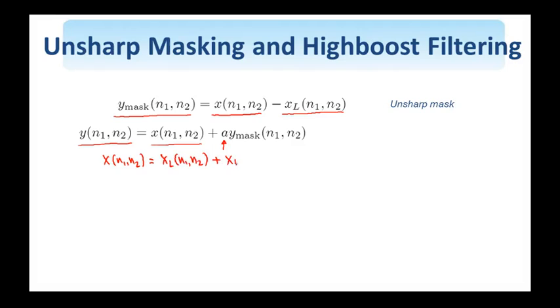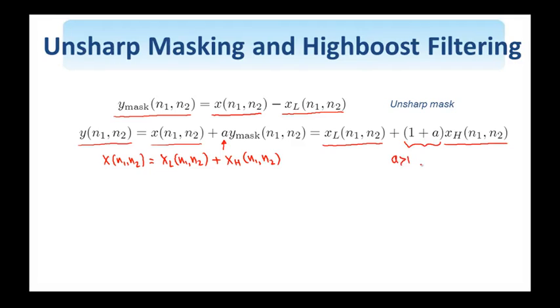If I write the original image as simply the sum of the low frequency part of it plus the high frequency component of the image, then the previous equation looks like this. So with unsharp masking, I keep the low frequencies, but the high frequencies are boosted, multiplied by 1 plus A. And actually, if A is greater than 1, this is referred to as high boost filtering. If A is less than 1, then the mask is de-emphasized.